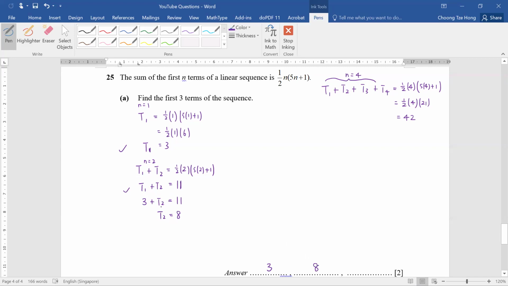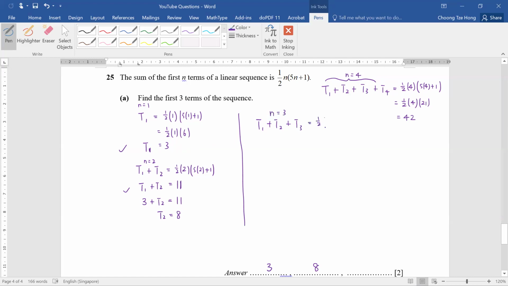Going by this logic, it should not be difficult for us to find T3, right? Because if we want T3, we just need to find the sum of the first three terms, and then take away the first two terms. We already know the first two terms, 3 and 8. So in this case, n will be equal to 3.